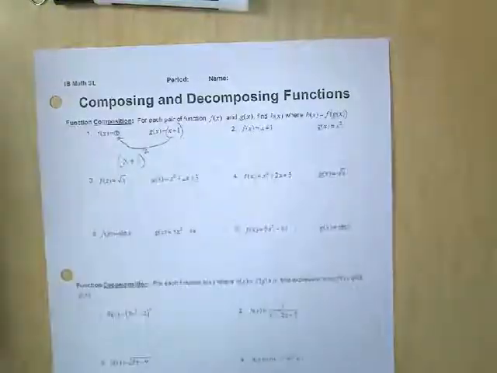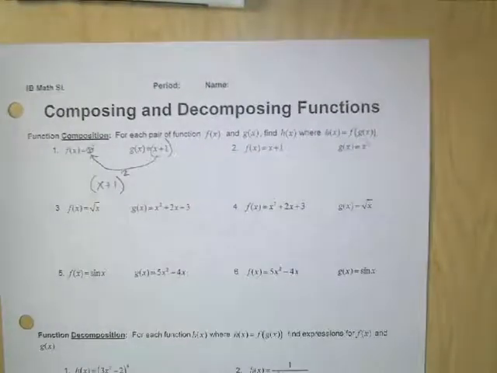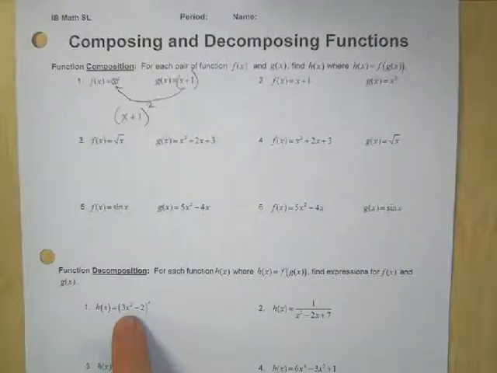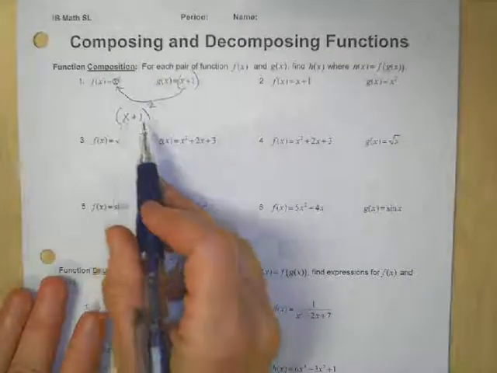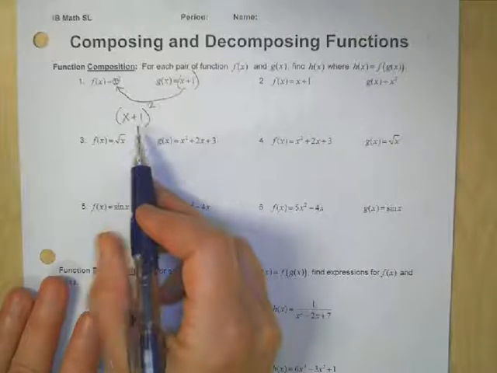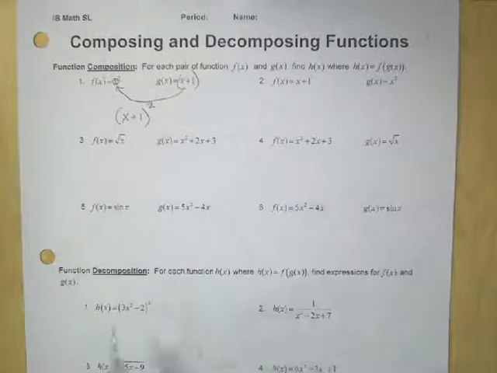All right, so what we want to do is figure out, if this is the answer, what was the f of x and what was the g of x? If this is the answer to a composition problem, what were the two original functions? As you can see in this problem, what's inside the parentheses is the g of x, and what's outside the parentheses was the f of x. So that's what we're doing here.